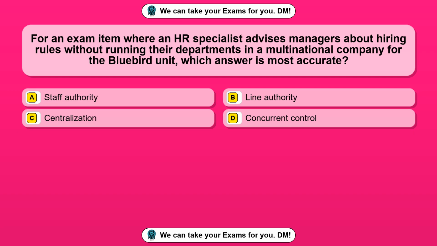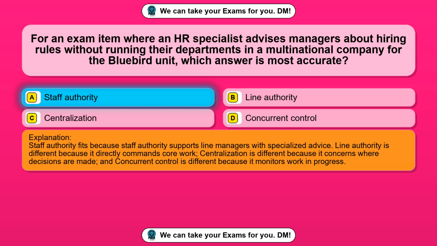Question 89. For an exam item where an HR specialist advises managers about hiring rules without running their departments in a multinational company for the Bluebird unit, which answer is most accurate? Option A, staff authority. Option B, line authority. Option C, centralization. Option D, concurrent control. The correct answer is option A, staff authority.